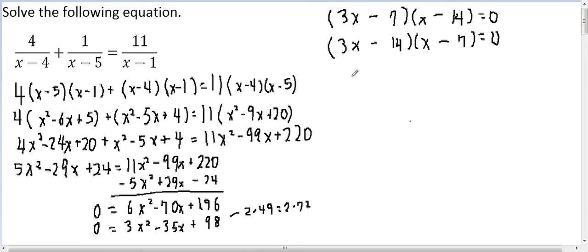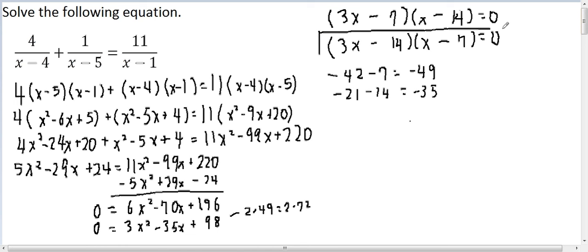So let's go ahead and see what we get for the first factorization. 3 times minus 14 will give us minus 42, and minus 7 times 1 is minus 7. So minus 42 minus 7 is minus 49, and that doesn't match minus 35. If we multiply the second expression out and just look at the middle term, 3 times minus 7 is minus 21, and minus 14 times 1 is minus 14. So if we combine these two numbers together, we get minus 35, and that does match the coefficient of the linear term. So the second factorization is the one that we want.